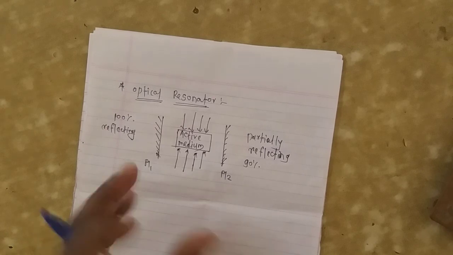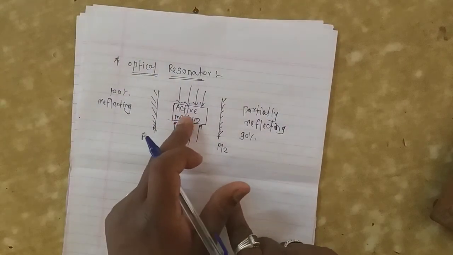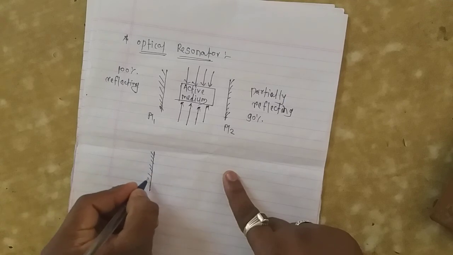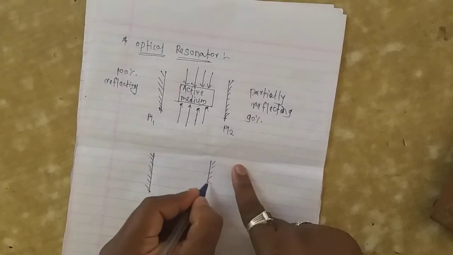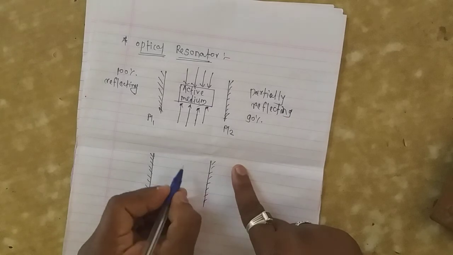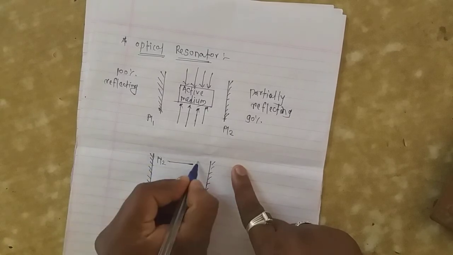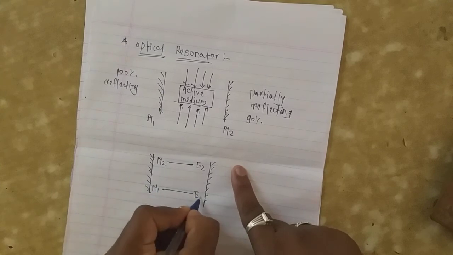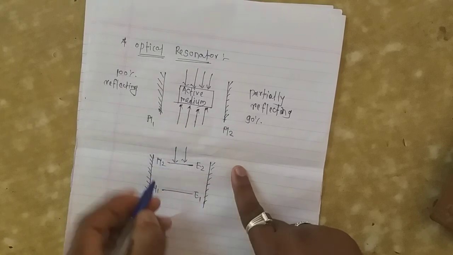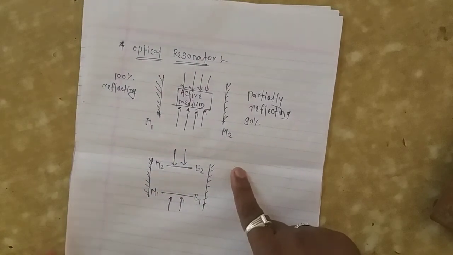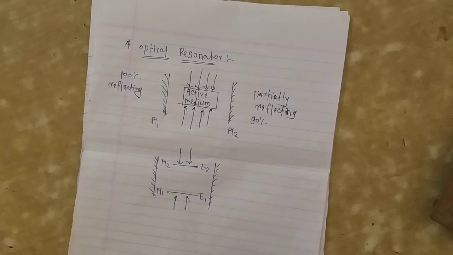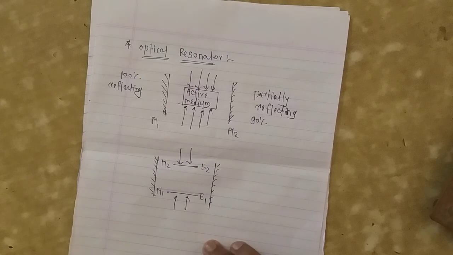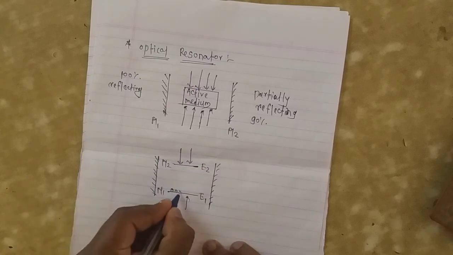Then the working of that resonator. This is the active medium, and this is the working diagram. These are the two mirrors and the active medium. This is N2, the energy state E2. This is N1, the energy state E1. And these are the pumping, which means to provide energy or to make energy incident on the atoms. Initially, E1 is the ground state, and more atoms or electrons are in the ground state.